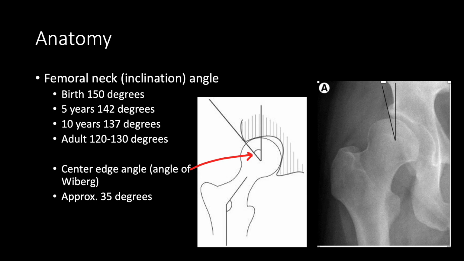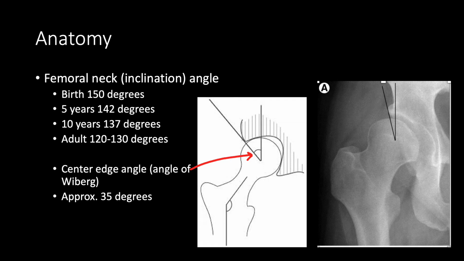So primarily here we're going to be looking at the femoral neck inclination. This gives you an idea of the actual incline of the femur here. Usually adults are around 130 to 135, somewhere in there. Birth starts out at about 150. So you can definitely get the idea of how inclined this femur is.